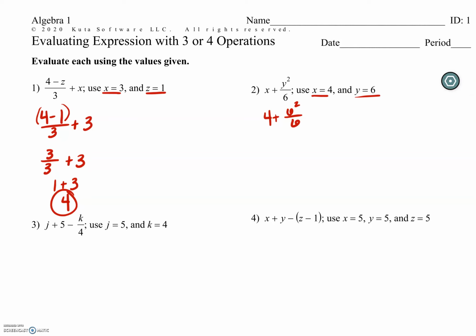All right, we need to simplify that exponent first. So we still have 4 plus 6 squared. Remember that exponents tell us repetitive multiplication, so 6 squared is really 6 times 6, which would be 36, and it's still divided by 6. Now, before we can add that 4 to that, we need to simplify that fraction, or the division problem. 36 divided by 6 would be 6. 6 goes into 36 6 times. And now we're down to 4 plus 6, which would be 10. And that would be our final answer.